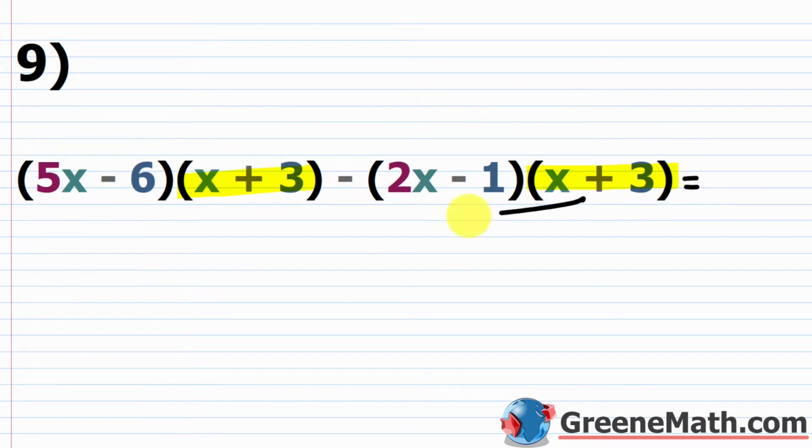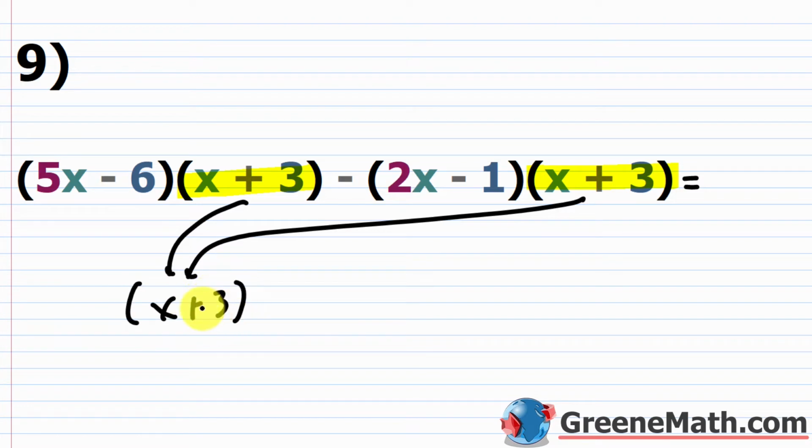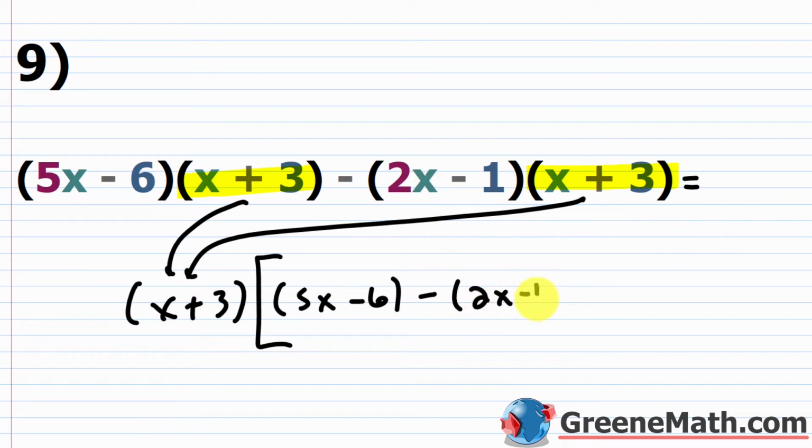So let me put equals. Again, I'm going to pull that out. I have x plus 3, this quantity. And then what's going to be left? You could use brackets here if you want. I'm going to have this quantity 5x minus 6. And then minus, don't forget this minus sign. What's left here? This quantity 2x minus 1.